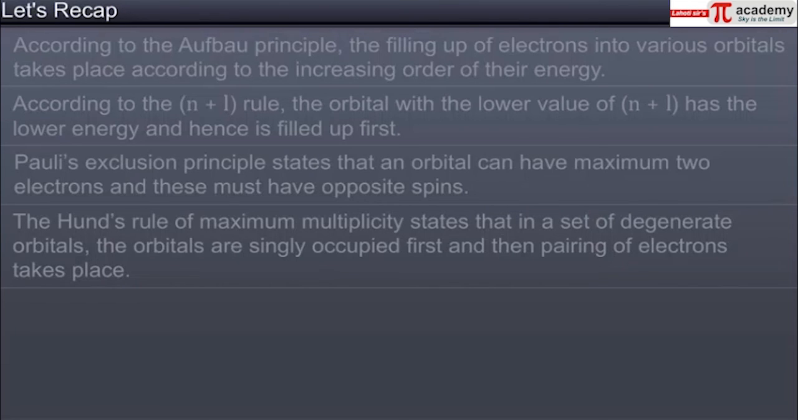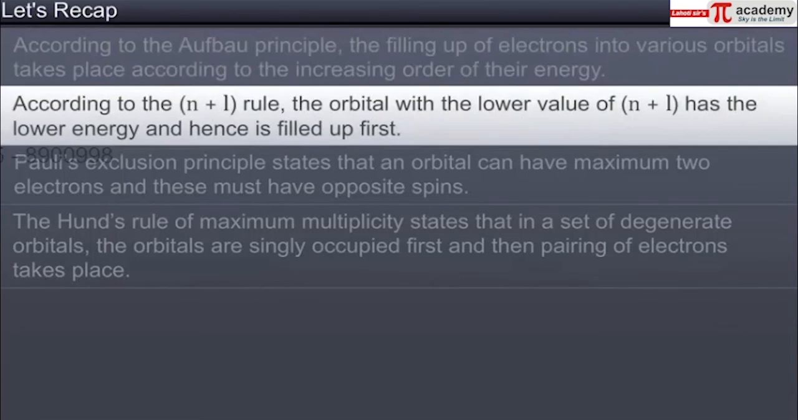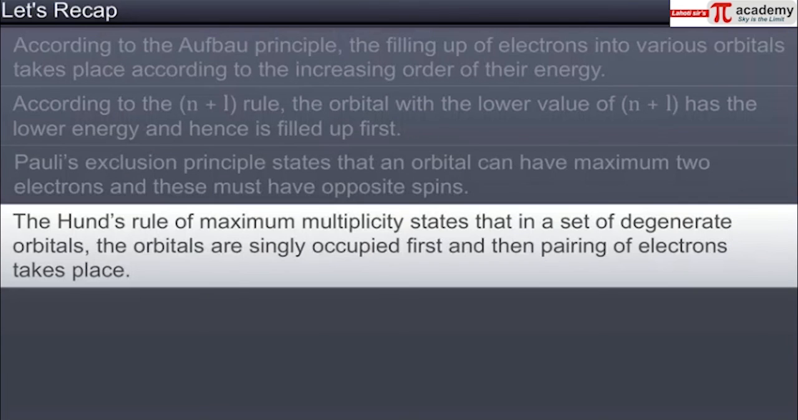In this module, you learned that according to the Aufbau principle, the filling up of electrons into various orbitals takes place according to the increasing order of their energy. According to the n plus l rule, the orbital with lower value of n plus l has the lower energy and hence is filled up first. Pauli's exclusion principle states that an orbital can have maximum 2 electrons and these must have opposite spins. The Hund's rule of maximum multiplicity states that in a set of degenerate orbitals, the orbitals are singly occupied first and then pairing of electrons takes place.